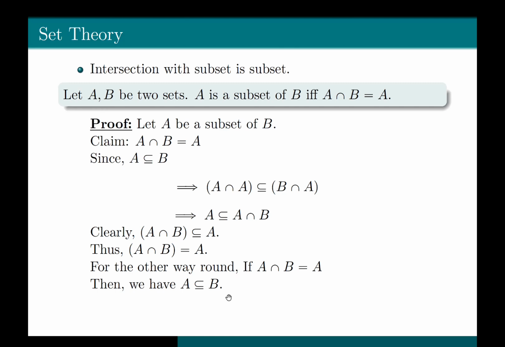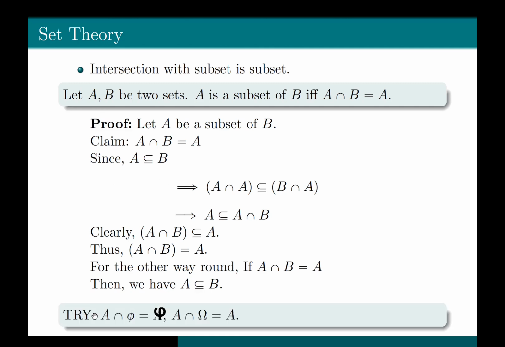So what did we do? We started by taking an element X. Since A intersection B is equal to A, we will have that X belongs to A intersection B. Now we use the fact that the intersection of two sets is contained in the individual original set. Therefore, X will belong to B because A intersection B is a subset of B, and we have this condition. So we have proved both the sides.